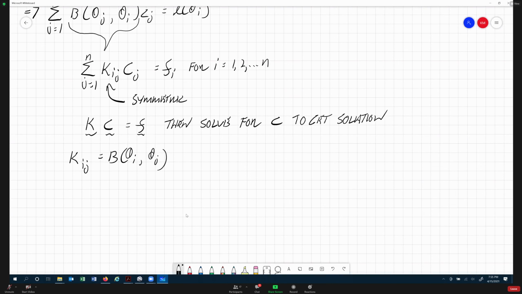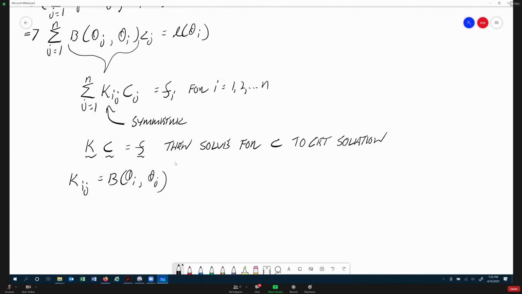So if you can see this, we have KC equals F, and we need to solve for C to get the solution. How do you solve for C? These are matrices. So can we state this? So we have K.